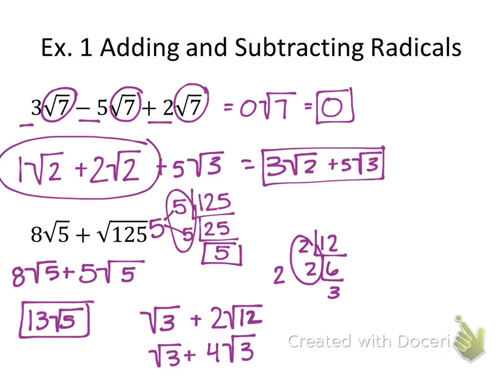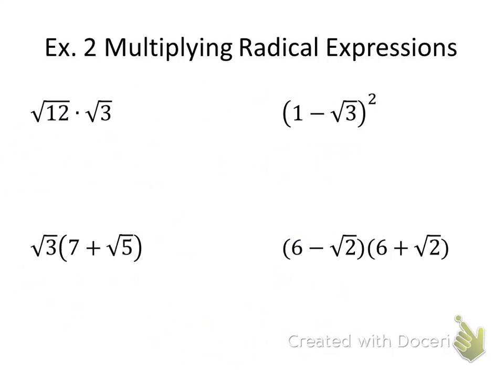Now can I add these together? Yes. What is this number right here in front of the square root of 3? 1. So I have 5 times the square root of 3. Okay? So let's do the next example, which is multiplication.